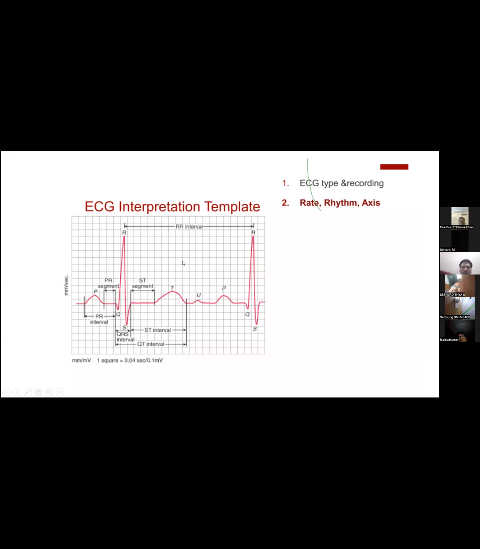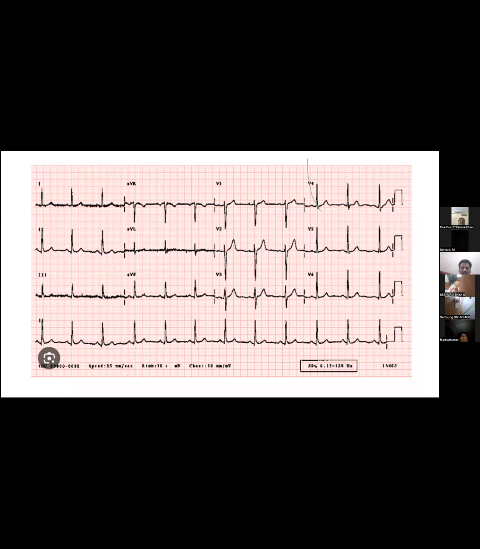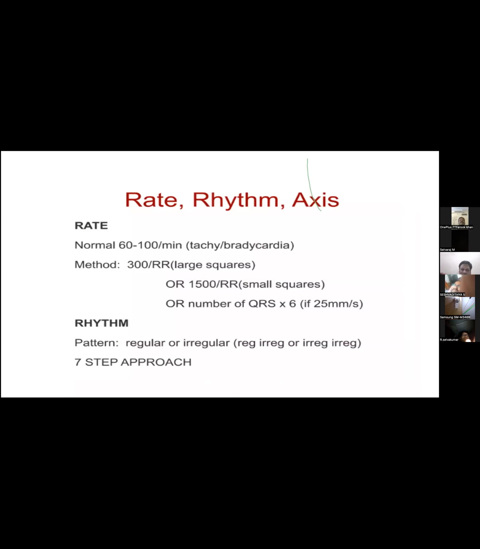How are you going to calculate the rate? Again, one small square is equal to 0.04 second. This is 40 milliseconds, and 5 small squares make one big square, which is around 200 milliseconds. So this is the basic understanding. Then we'll start calculating the rate. If you are taking the small squares, it is 1500 divided by the number of small squares in the RR interval, and you will have the rate. Or if you are going to take the large squares, 300 divided by the RR interval.